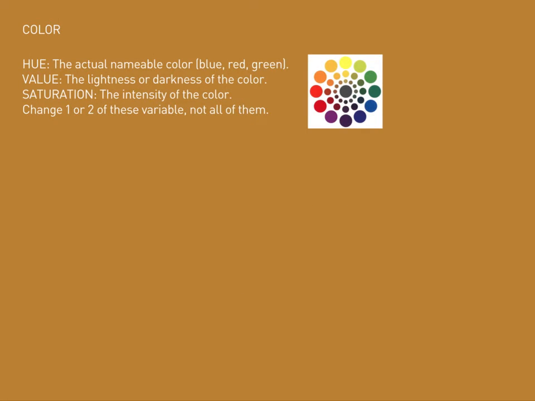Color has 3 variables: hue, which is the actual nameable color, like blue, red, green; value, which is the overall lightness or darkness of the color; and saturation, which is the intensity of the color. So on the regular color wheel, if you move clockwise or counterclockwise around the color wheel, that changes the hue or the actual color. As you move towards the center, that sort of changes the saturation or the amount of gray in the color. And then as you add white or black to a color, that changes the lightness or darkness.